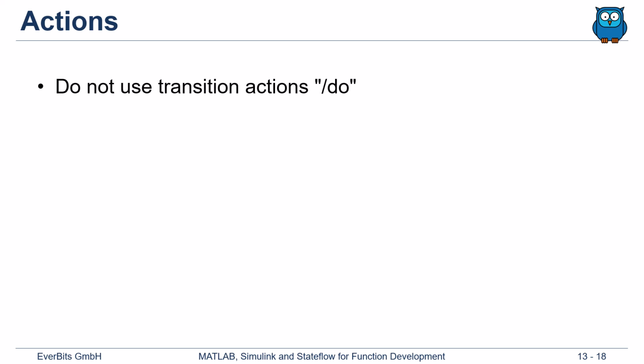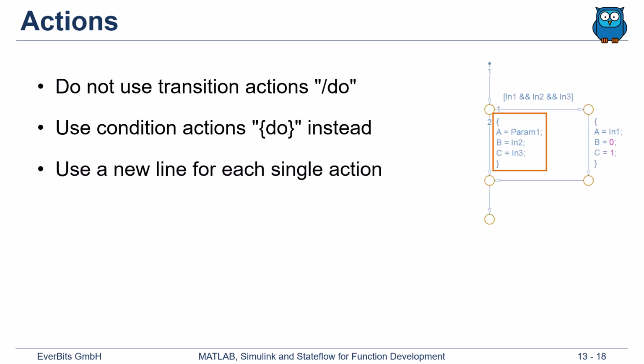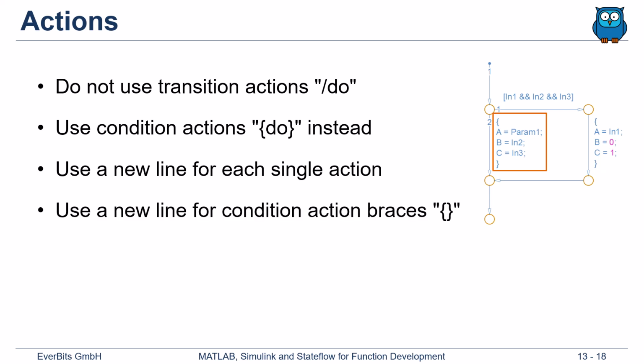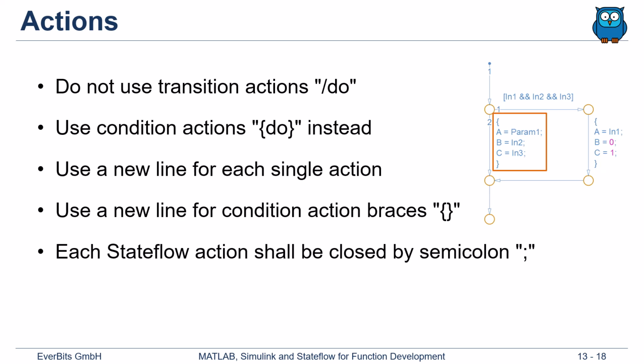What about the actions? As we said on the previous slides, the transition actions are not allowed by MISRA SLSF because they are difficult to understand for the reviewers. So we can use the condition actions, and they do exactly what we expect them to do. So if the condition is true, then this condition action will be executed. Use a new line for each single action. The semantics of Stateflow allows putting everything on one single line, but this is not a good practice. Use a new line for condition action braces. Each Stateflow action shall be closed by a semicolon.